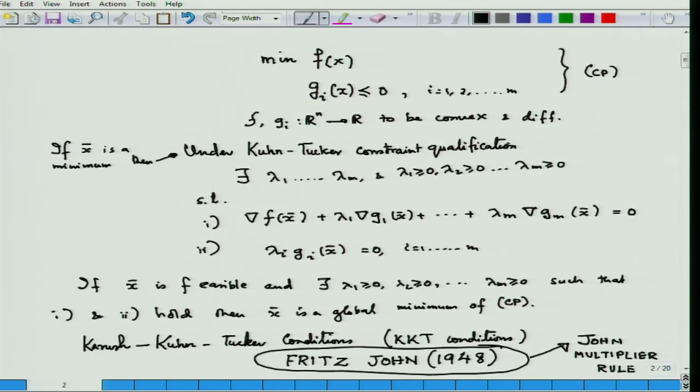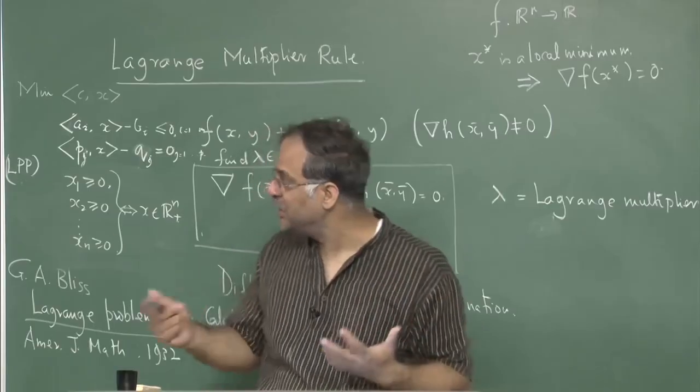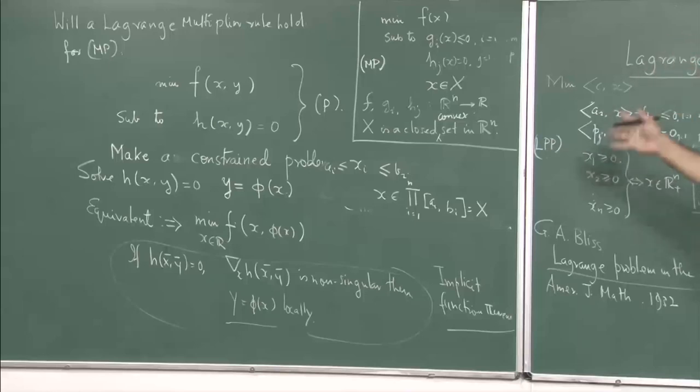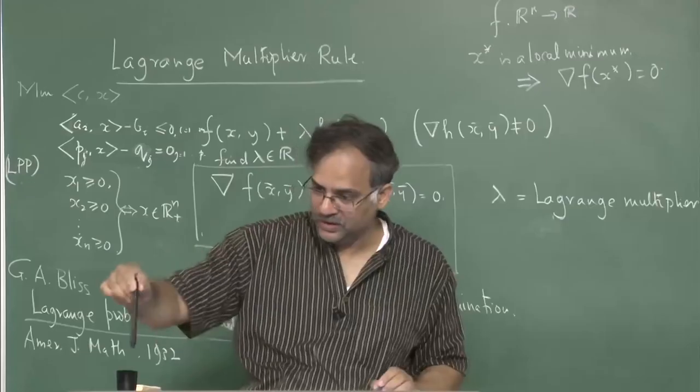So, the KKT condition is, as we will show, an easy corollary of the John multiplier rule. Essentially, the John multiplier rule is what we need and nothing much more. And that is actually the Lagrange multiplier rule for this sort of problems consisting of both equalities and inequalities.